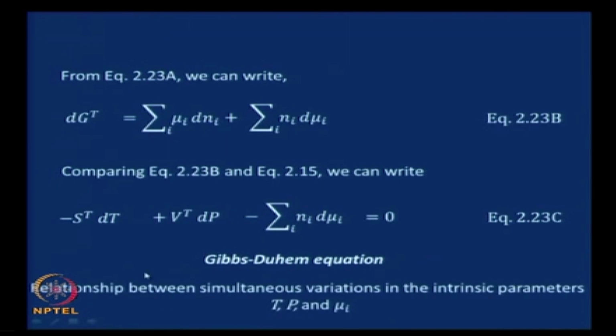Also note that this equation is the relationship between simultaneous variations in the intrinsic parameters. That is what makes this equation special. This is temperature, this is pressure, this is chemical potential, dT the variation in temperature, dP the variation in pressure, and d mu i the variation in chemical potential, and this equation gives us a nice relationship when all three are varied simultaneously. That is another special thing about the Gibbs-Duhem equation.